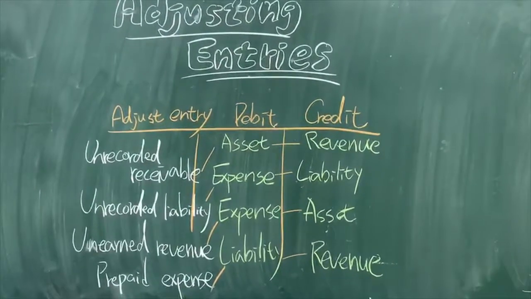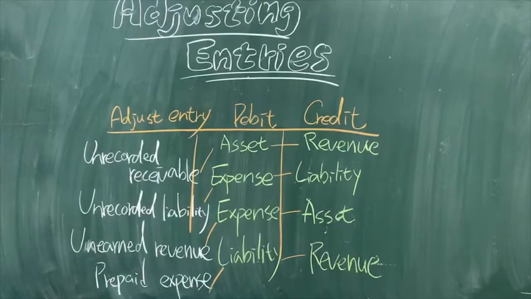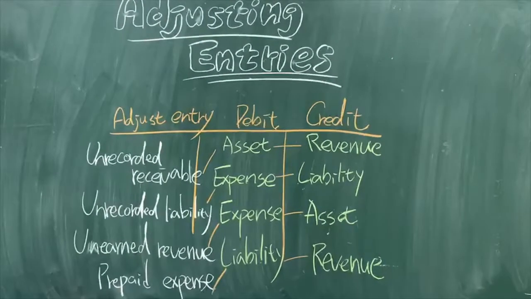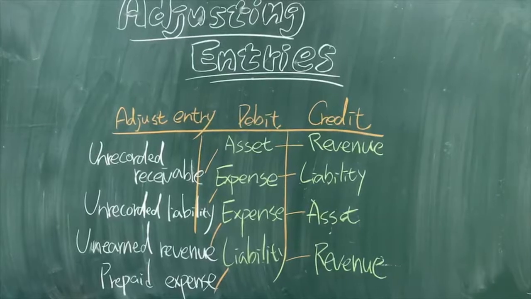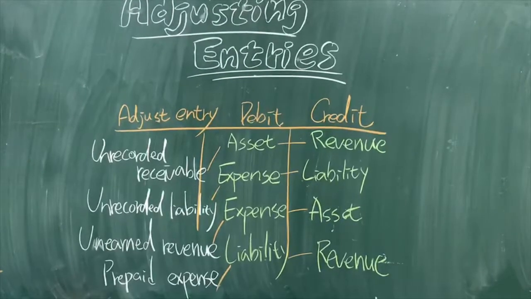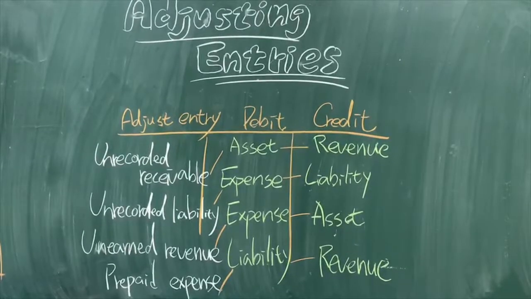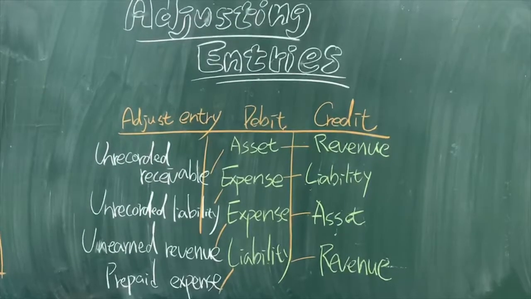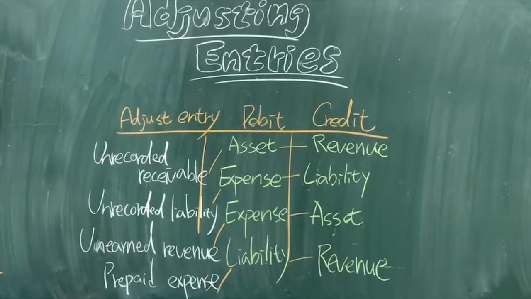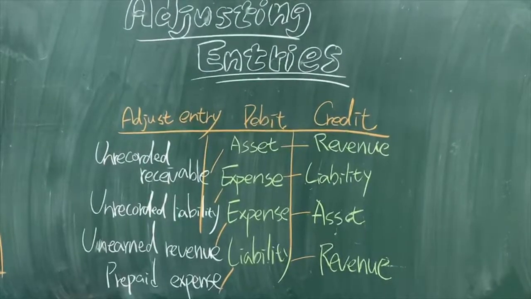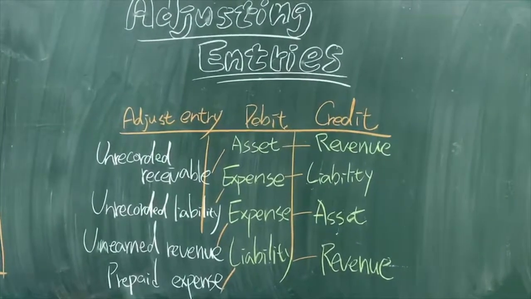And then the third one is unearned revenue. We will write expense in debit side and asset in credit side. The last one is prepaid expense. We will write liability in debit side and revenue in credit side. And that is what I learned in Chapter 4. It's really important, adjusting entries.